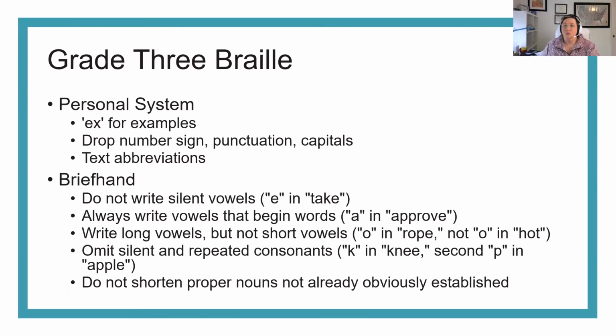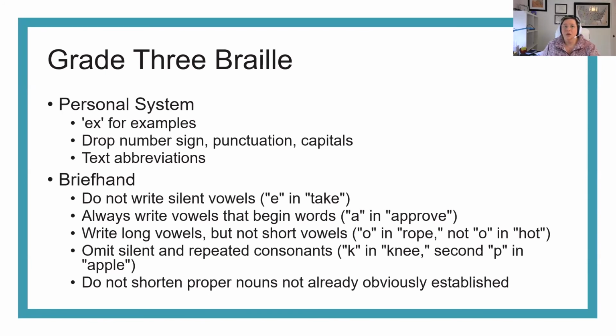I am going to bring up one other way. If you want to look into briefhand, which is a type of shorthand in print, it actually can be easily adapted for Slate and Stylus or the Braille writer. The rules usually call for dropping most vowels, some words, using semi-phonetic spelling. And I put some examples on here.